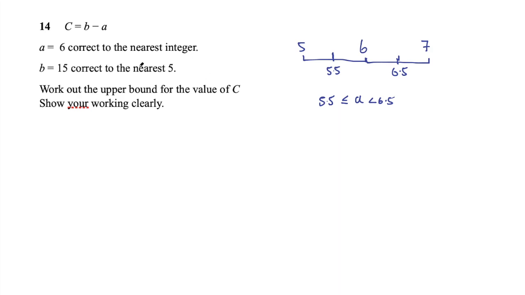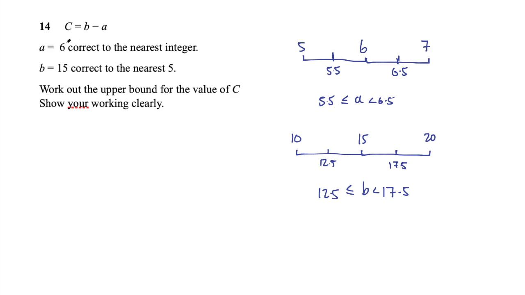Then for 15, correct to the nearest 5. Again, draw a little diagram. Write the number 5 greater than 15, so that's 20, and 5 less than 15, that's 10. And then you want halfway between these gaps. So halfway between 10 and 15 is 12.5. Halfway between 15 and 20 is 17.5. And again, write this as well. So B is less than 17.5 and greater than or equal to 12.5. So they're your upper and lower bounds for A and B.